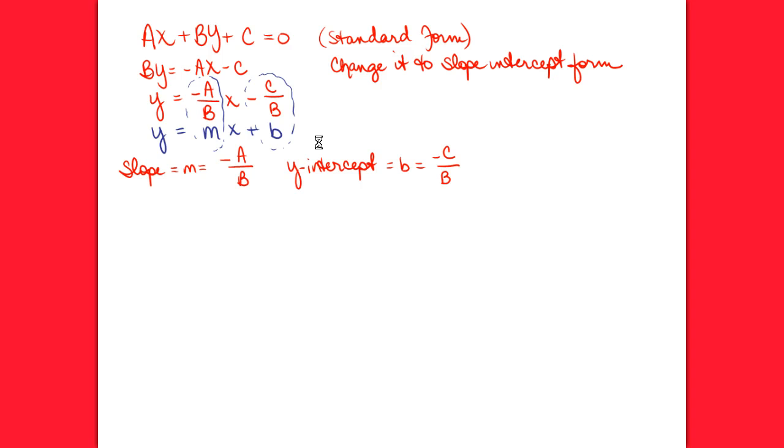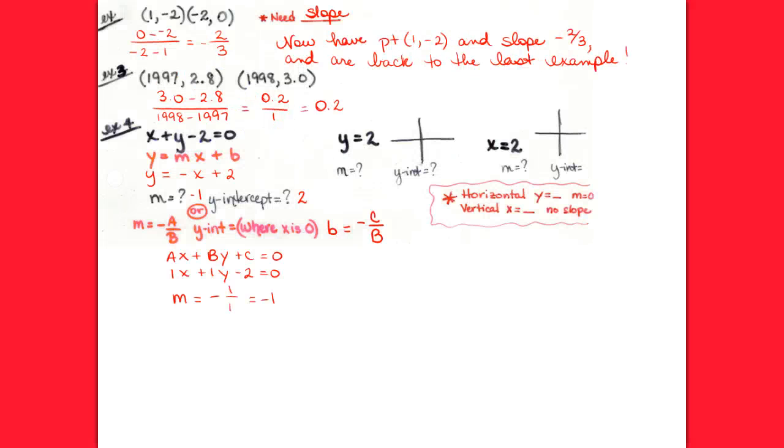If I recognize that if they give me an equation in standard form, I don't have to convert it to slope-intercept form to be able to tell what my slope and my y-intercept are. Let's go back to that same example that we just had. We just had 1x plus 1y minus 2 equals 0. Okay, so there it is. 1x plus 1y minus 2 is equal to 0. So a is equal to 1, b is equal to 1, and c is equal to -2.